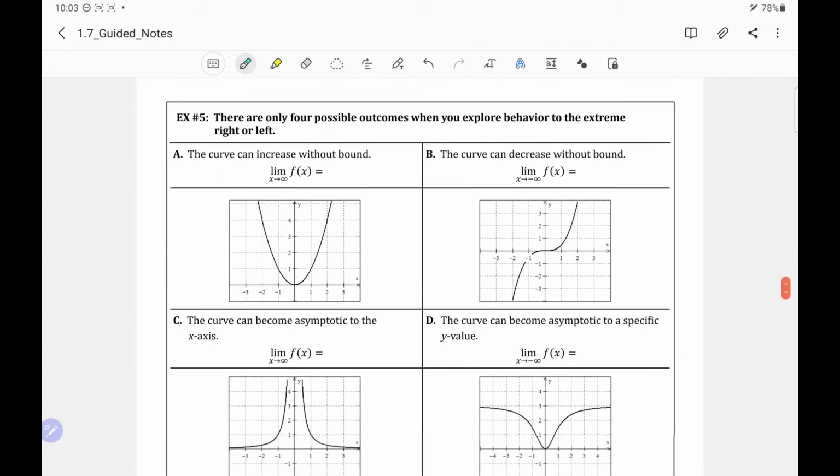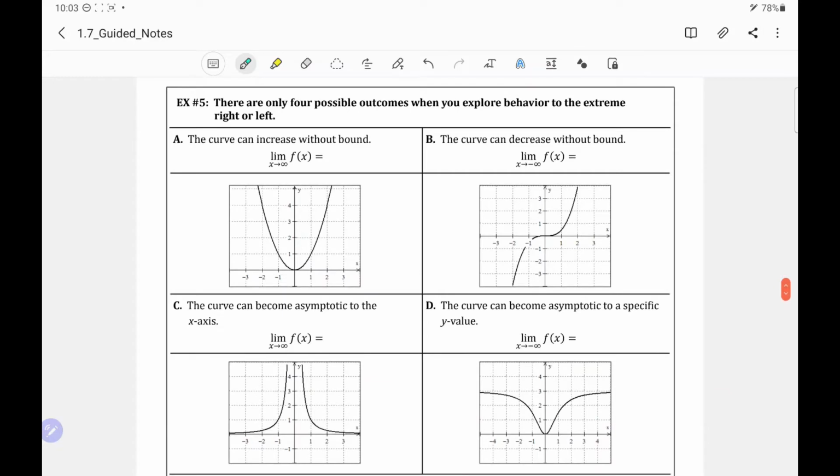This is just sort of a summary for us. There are only 4 possible outcomes when you explore behavior to the extreme right or left. So as x is increasing to positive infinity or negative infinity, there's only 4 possibilities. The curve can increase without bound. So look here, x is going this way to positive infinity. What's happening to our graph? It's going up to positive infinity, right? On the next one, b, x is approaching negative infinity. So as x goes this way, what's my graph doing? It's going down. It's approaching negative infinity.